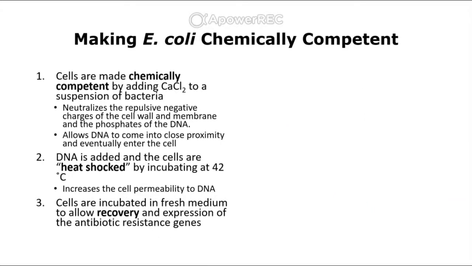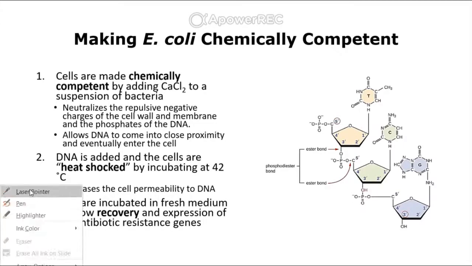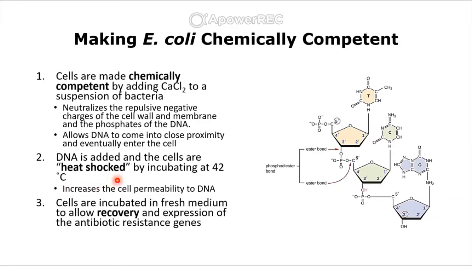So after the cells are made chemically competent by the addition of calcium chloride, the DNA is added to the cells, and then they are what we call heat shocked. Heat shocking is done by incubating at 42 degrees Celsius. Remember, E. coli likes to grow at body temperature, which is 37 degrees Celsius. By increasing the temperature above their optimal growth rate to 42 degrees Celsius, this increases the cell permeability to DNA.